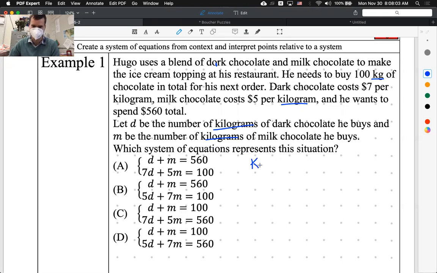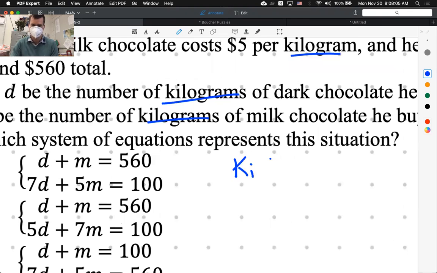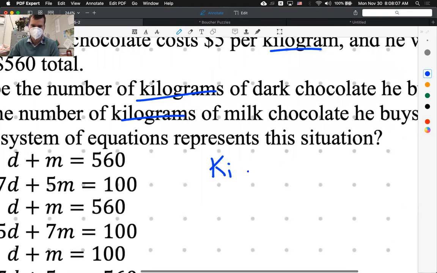So I'll label this first equation. I can zoom in here a little bit. Kilograms. Oh gosh, and then my computer freezes. Please work. There it goes. Kilograms.